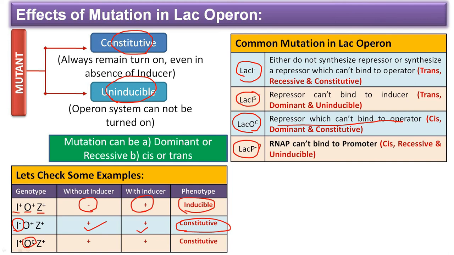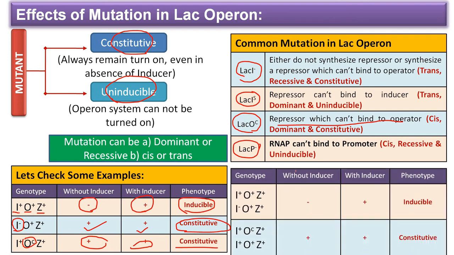So if the repressor cannot bind to the operator, then the operator site will remain free. If the operator site remains free, then the RNA polymerase can easily pass over the operator site and perform the transcription of the structural gene. So here also the operon will remain turned on whether the lactose is present or absent, because the repressor protein cannot bind to the operator site, as the operator site is mutated here. So this is also a constitutive operon, as the operon remains turned on in the absence of lactose also.